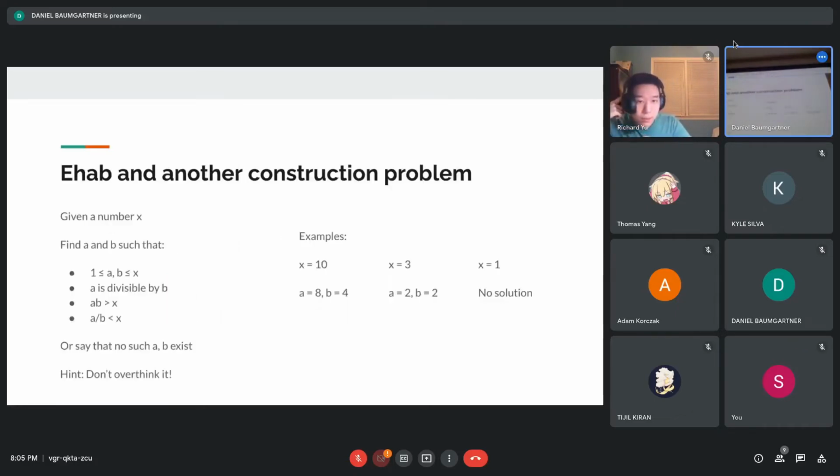So we have a construction problem. In this problem, you are given an integer x, and you want to find two other integers, a and b, that are smaller than or equal to x and bigger than or equal to 1. And you want to find them such that b divides a, so a is divisible by b. That's the first condition. The second condition is that the product is bigger than x. And the third is that a divided by b is smaller than x.